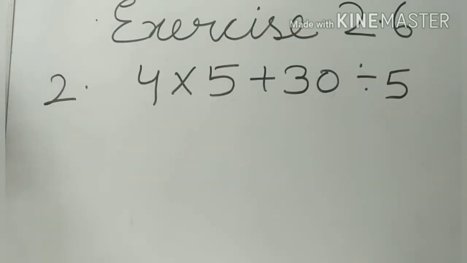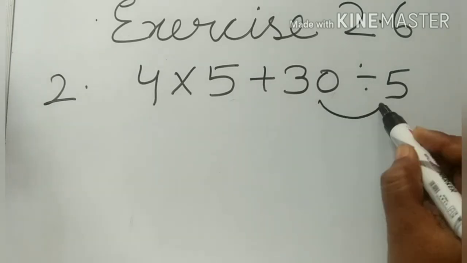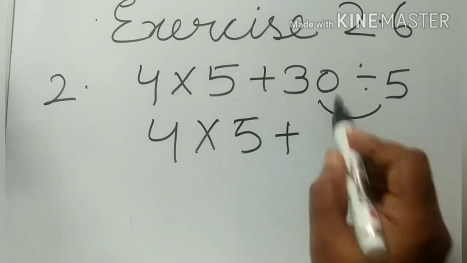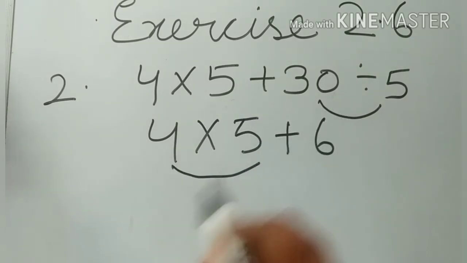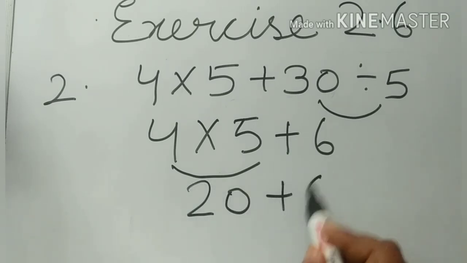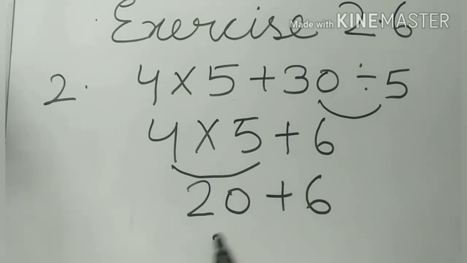Second part is 4 into 5 plus 30 divided by 5. So first we divide these numbers. 4 into 5 plus 6. Now we multiply 4 into 5. So 20 plus 6. Final answer is 26.